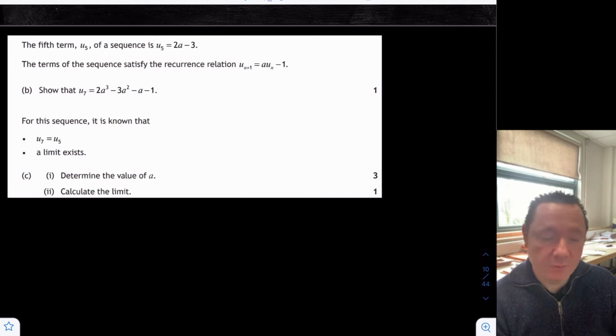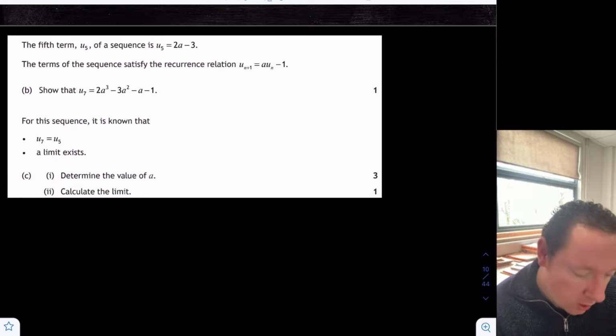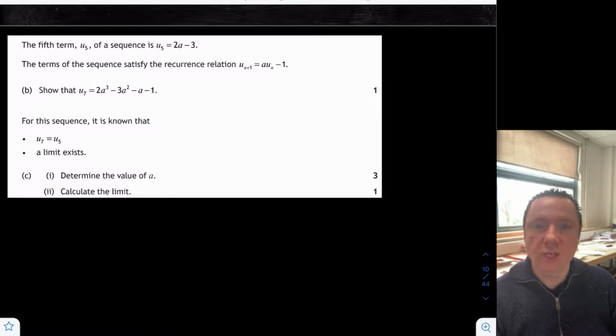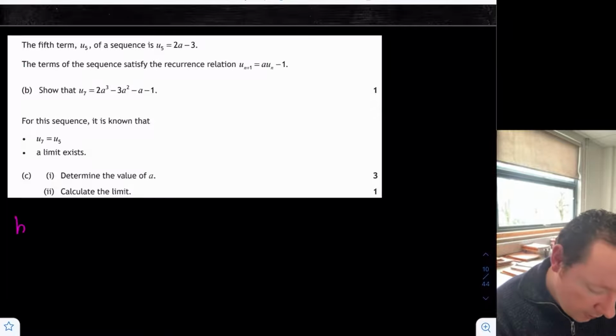Okay, part B of this question is a sequence question, so you can skip ahead if you're just wanting to revise polynomials at the moment. But for the sake of completeness, I'll finish the whole question. So it says the fifth term of a sequence is given by u5 equals 2a minus 3, and it satisfies this recurrence relationship. Show that u7 is that. So we'll just need to go up to u6, then u7. So for part B, u6 from this bit here is a times u5 minus 1, the one before.